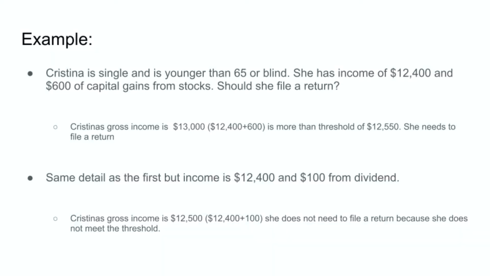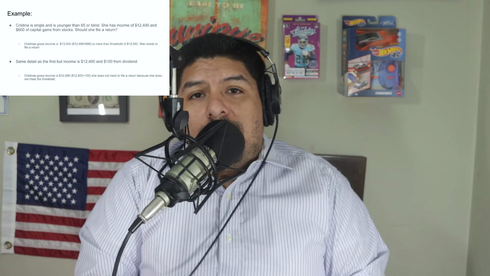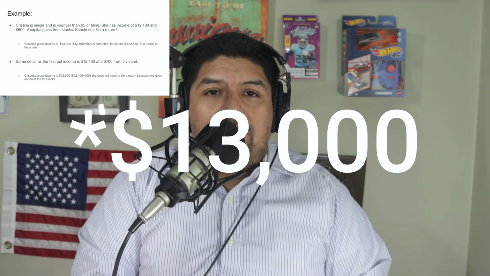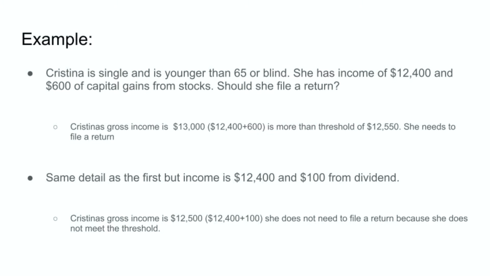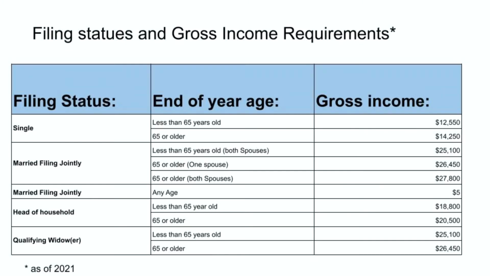One example that I want to give you guys in this slide is that we can see that Christina is single, younger than 65, and she's not blind. We see that her earned income is $12,400 and her unearned income is $600 from capital gains. She has some stocks. Because the capital gains are unearned income according to the definition of gross income, her gross income total is gonna be $13,000, because we're adding the $12,400 plus the $600 of capital gains. And when we see the table, we see that she's single, she's younger than 65, and she meets that $12,550 threshold. So at the end of the year, she will have to file her tax return. That's gonna be most of the people who are working, and maybe they have some capital gains on the side. That's your example.